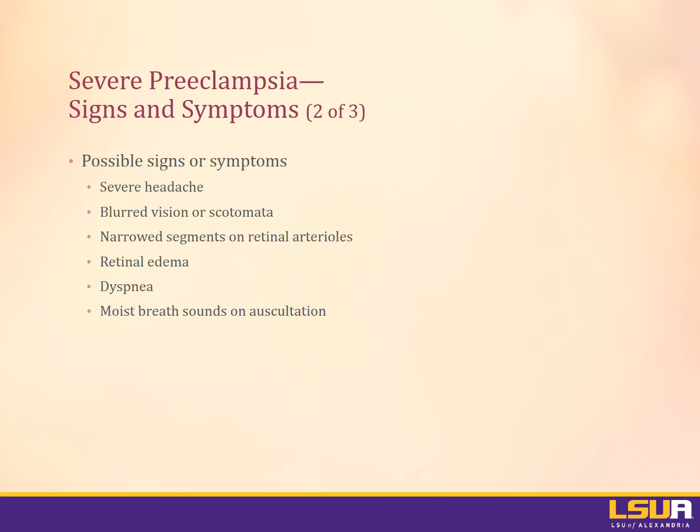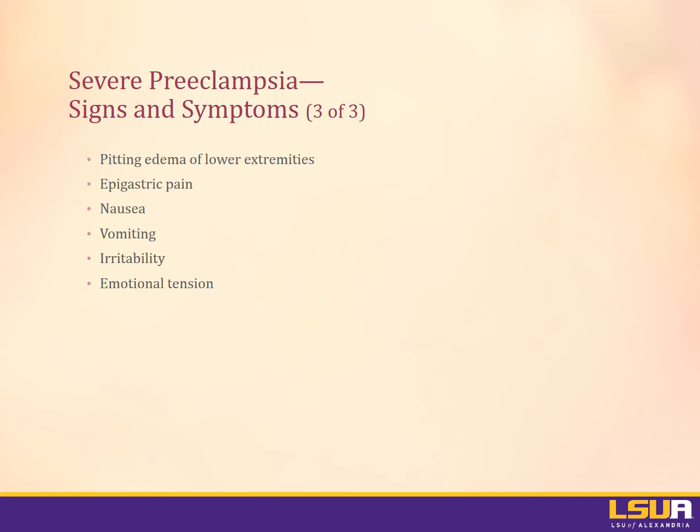She may have a severe headache, blurred vision, narrowed segments on retinal arterioles, retinal edema, dyspnea, and she'll sound wet when you're listening to her lungs. She may have pitting edema in the lower extremities, epigastric pain, nausea, vomiting, very irritable, and very tense.